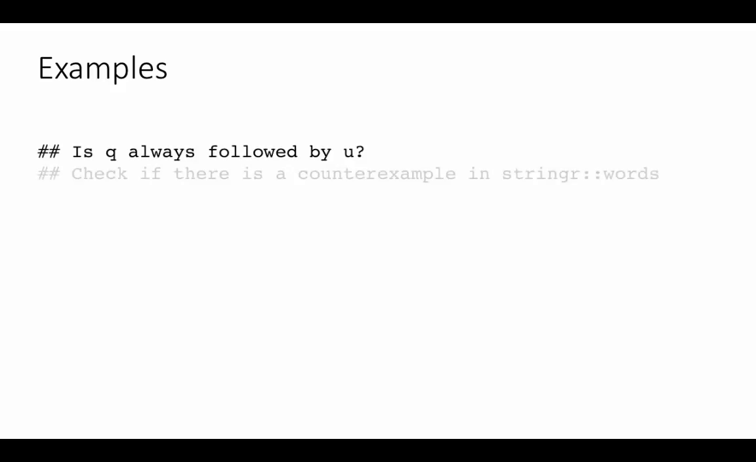Okay, let's do one more. We know that one of the rules in the English language is that a Q is always followed by a U. Now, is that true? I mean, does our words data frame have any counterexamples? In other words, does it have any words in which a Q is actually followed by something other than a U? So we can use regular expressions to test it out.